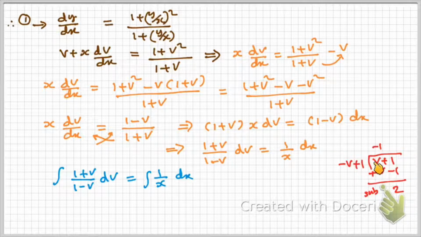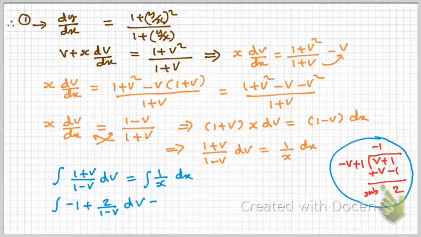Then look at the first term, which is v, and the first term here, which is minus v. You divide the first term from inside by the first term from outside. So v by minus v makes it minus 1. And with this minus 1, you multiply both the terms. So minus 1 into minus v is v, minus 1 into plus 1 is minus 1. And you subtract, so v minus v is gone, and 1 minus minus 1 is 2. So minus 1 is the quotient, and this is the remainder.